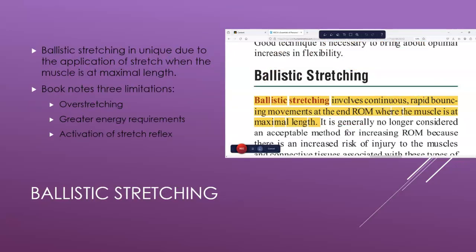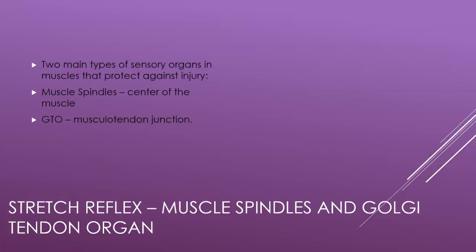So ballistic stretching, and this is another one where, boy, if there's a quiz question written anywhere in here, here it is. Ballistic stretching involves a rapid bouncing movement pattern, and this is usually done when the muscle is at maximal length. So you can't do ballistic stretching when there isn't tension on the muscle. There has to be tension on the muscle, and it has to be at maximal length. The book notes there are 3 limitations to this. You can possibly overstretch through the ballistic movement pattern. You have greater energy requirements and activation of the stretch reflex, which is a protective mechanism to keep us from injuring ourselves if we overstretch.